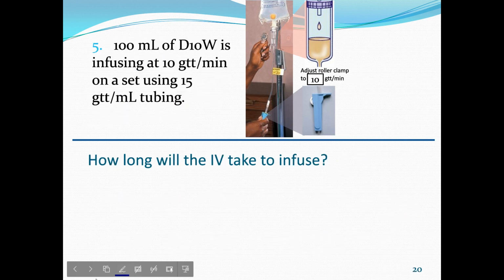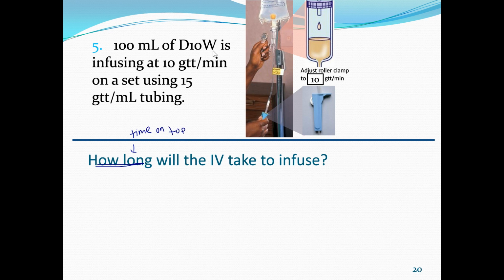So this time we are told I have 100 milliliters of D10W and it's infusing at 10 drops per minute, and it is set up using 15 drop per milliliter tubing. Looking at my question, it asks me how long will it take the IV to infuse? Well, if I'm going to answer a question of how long, I'm going to need time on the top, because that's going to answer the question.